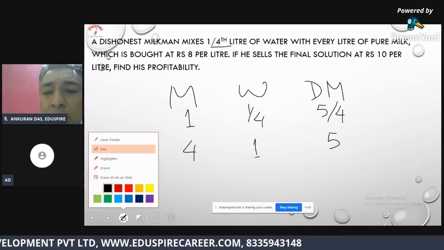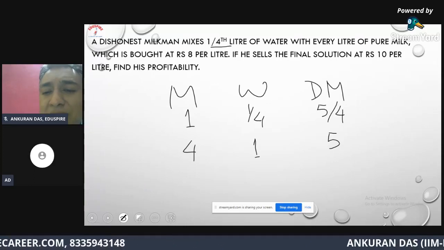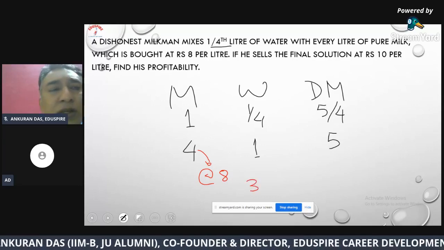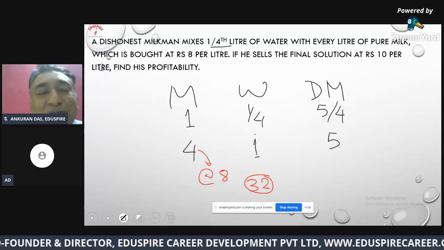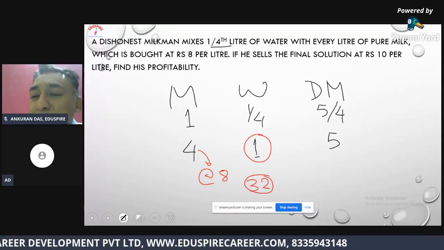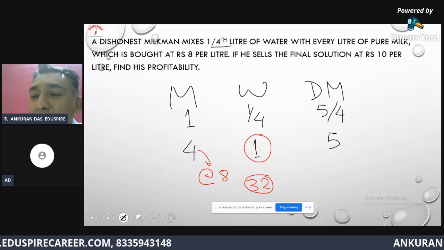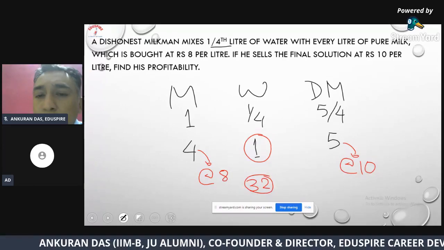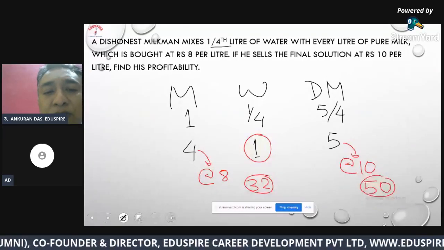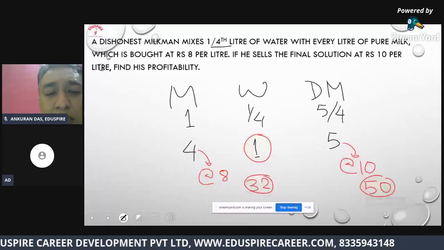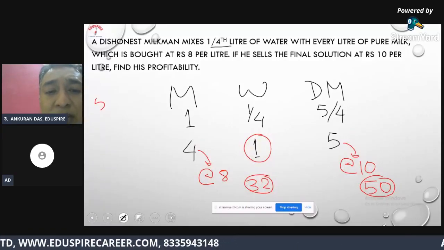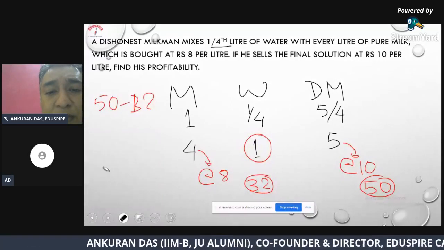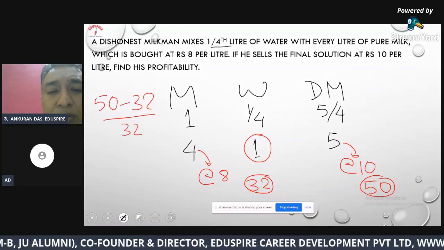So then now you see milk is bought at rupees 8 per liter. Hence the total cost will be rupees 32. 8 fours are 32. Water is free, you get it free from the corporation, right? And now you see diluted milk, as they have said, is sold at rupees 10, and hence the selling price will be 5 into 10, that is 50. So the profit has to be 50 minus 32, that is selling price minus cost price, divided by cost price. So that will be 18 by 32. So simplify, you get 9 by 16.